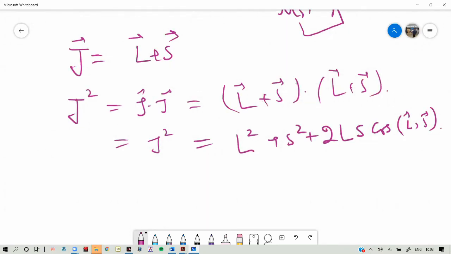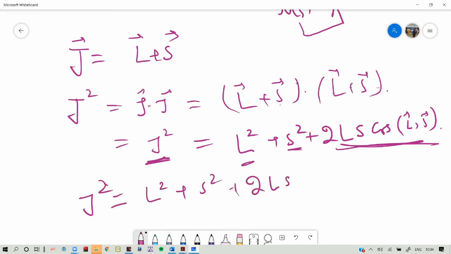You can simply expand it as L dot L, S dot L, L dot S, S dot S. That is how we take this scalar product, this dot product. Then L dot L is L square cos theta, and theta is 0, so it is L square. S dot S is S square cos theta, but cos 0 is 1, so that is simply S square. Then L dot S is equal to S dot L in the dot product. In a cross product it would be a minus sign, but in the dot product L dot S is equal to S dot L. So we can write J square is equal to L square plus S square plus 2LS cos of the angle between L and S. That is the angle at which L and S are oriented with respect to each other.